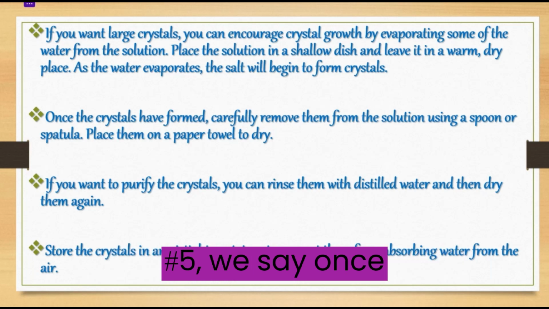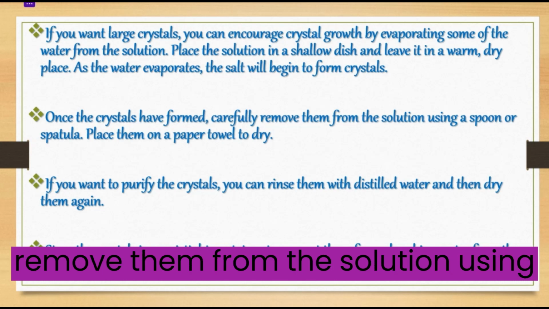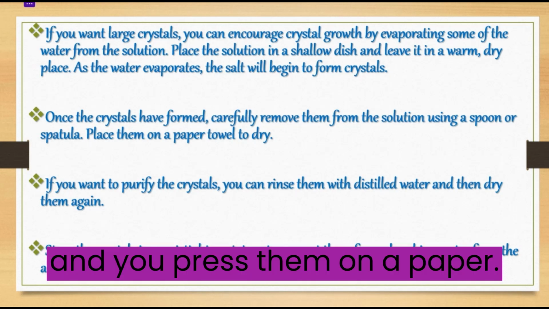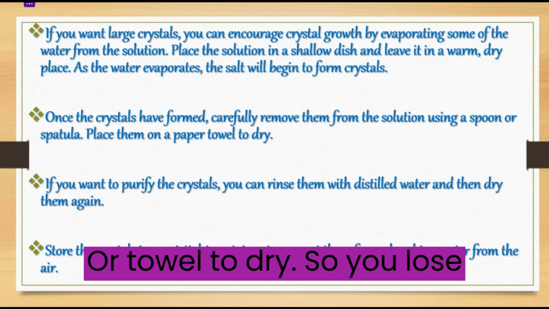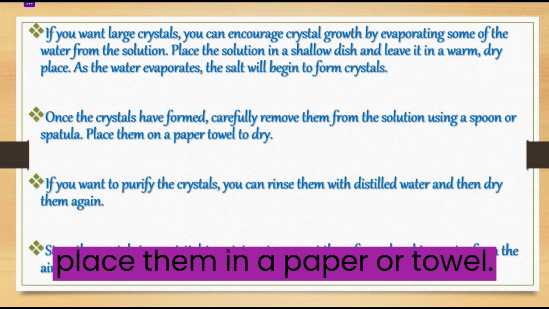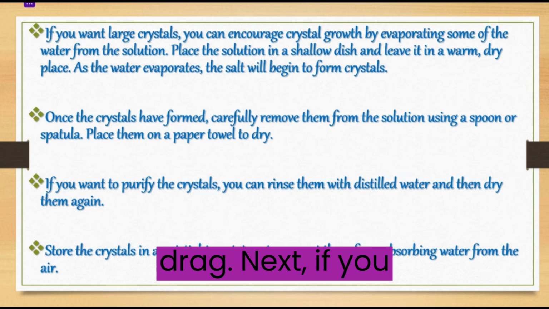The next, or procedure number five, we say once the crystals are formed, carefully remove them from the solution using a spoon or a spatula, and you press them on a paper or towel to dry. So those crystals which have been formed, you place them on a paper or towel so that they can dry.